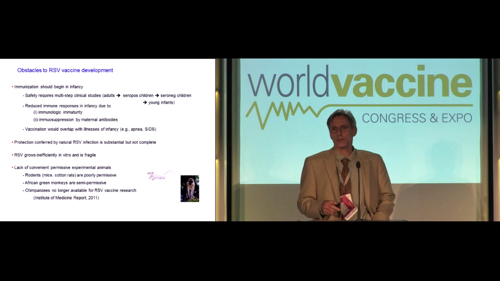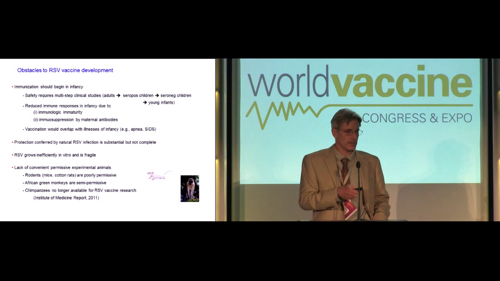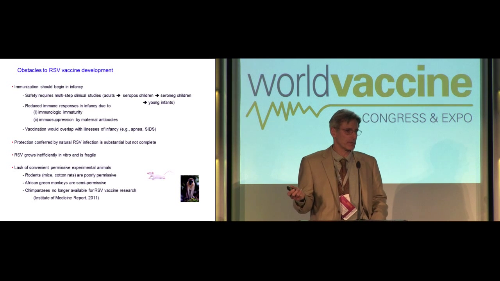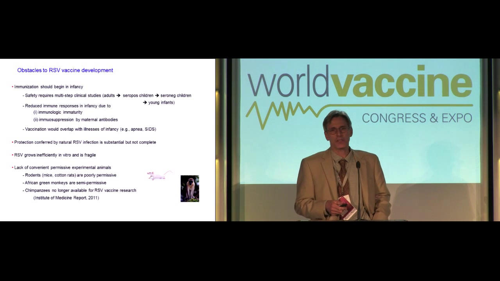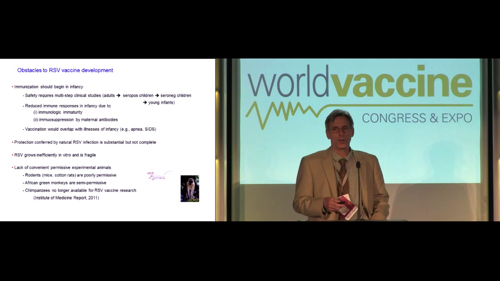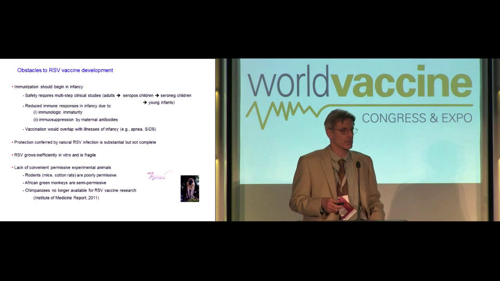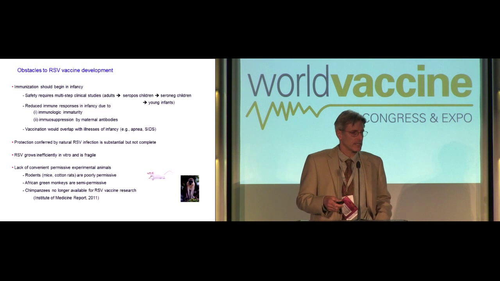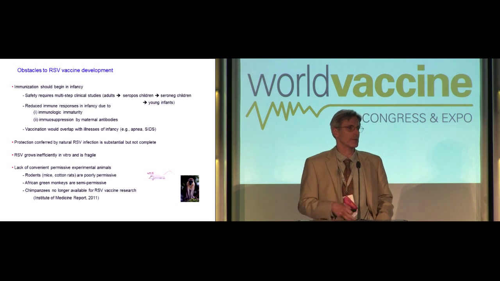So RSV vaccine development has been underway for almost 50 years and has been a tough goal to meet. And these are some of the obstacles. Immunization should begin early in childhood, early in infancy, in fact the first few months of life. And safety in this population requires stepwise testing going from adults down to younger infants. Immune responses in infancy are reduced due to immunologic immaturity and immunosuppression from maternal antibodies. In addition, vaccination at this time would overlap with some illnesses of infancy, such as apnea and SIDS and so forth, and there could be a perception of a link of that to RSV vaccines.